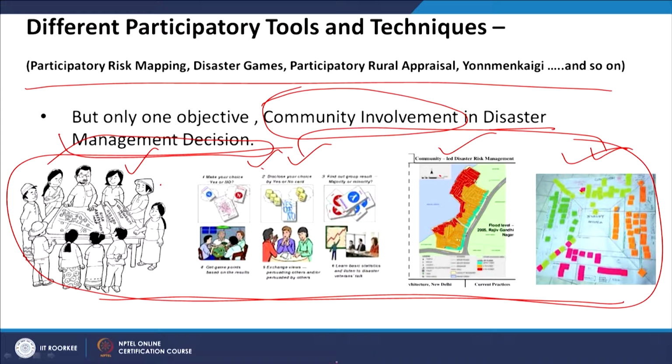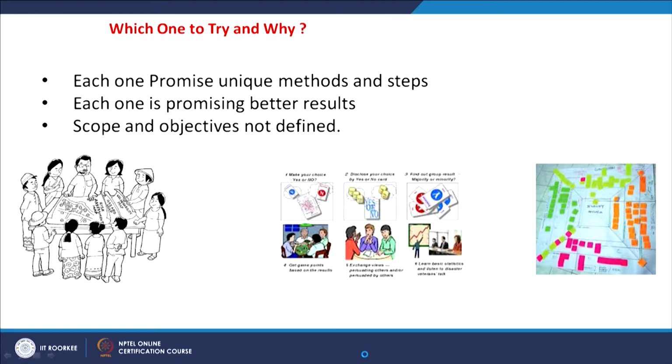When I am a practitioner, I am very confused. Which tool to take? Which tool to adopt in order to effectively involve community into the decision-making process? I don't know. Then which one should I try and on what basis? That's a real dilemma. Being a practitioner, I would like to ask this question to the expert.